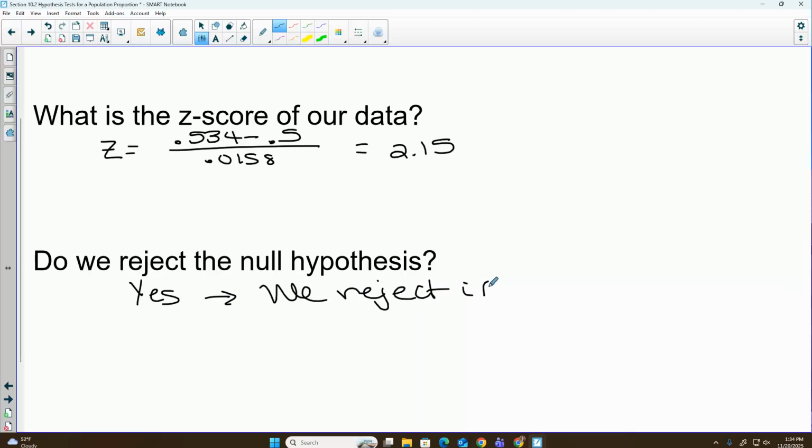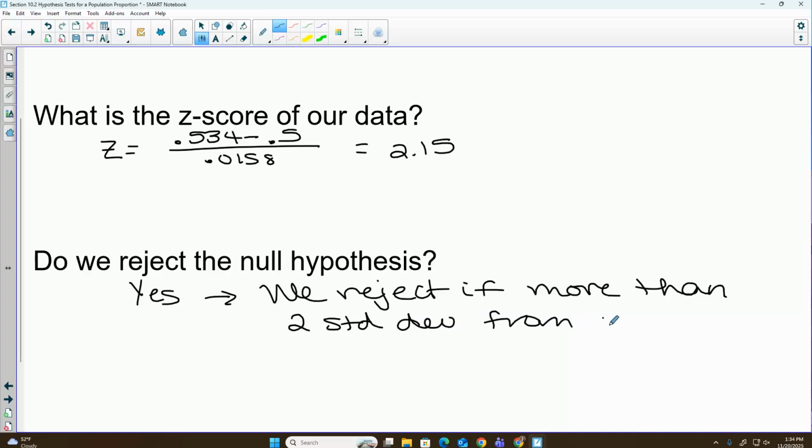We reject if we're more than 2 standard deviations from the mean, because that's considered unusual. All right, that's what the classical approach says. I just really don't like this approach. It all relates back to the empirical rule, but I just think it's confusing sometimes.